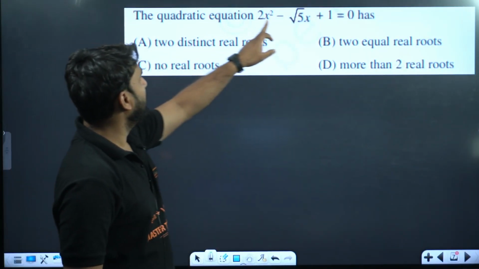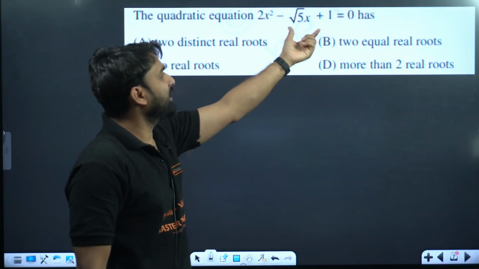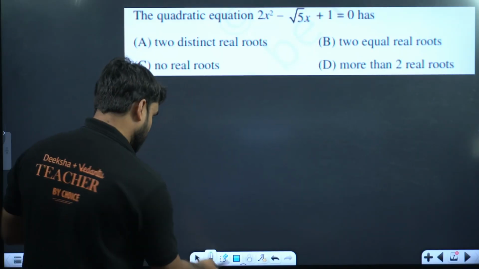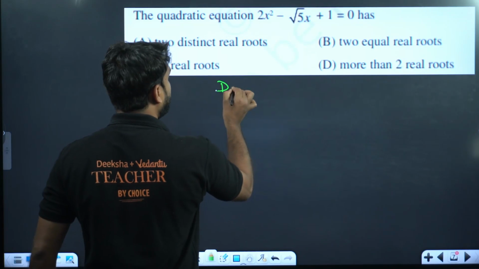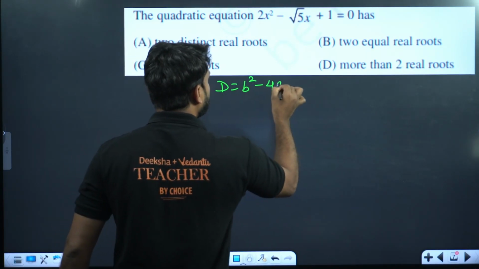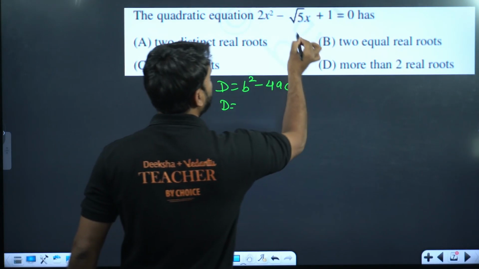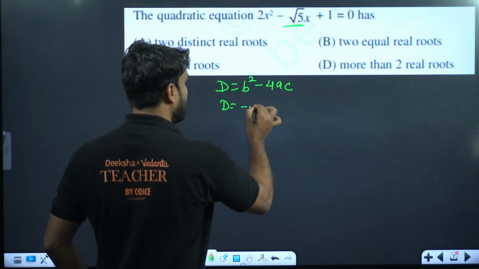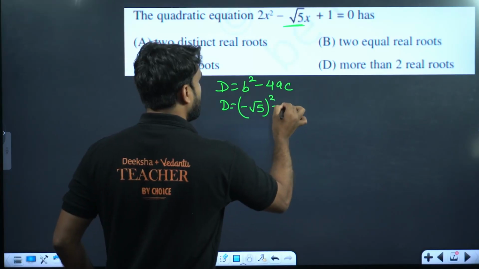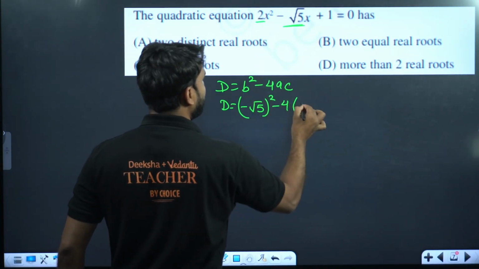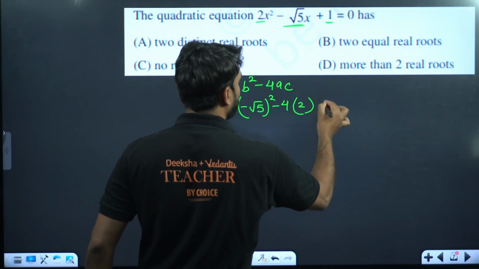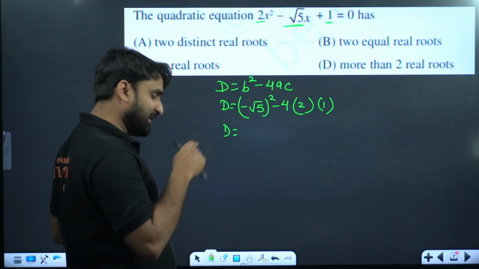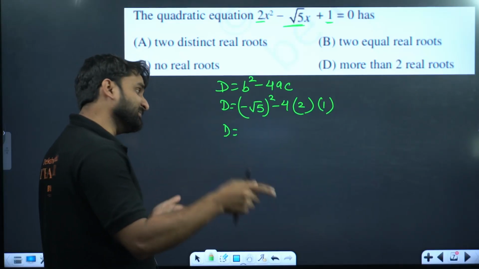So there is a quadratic equation given and you have to check the nature of roots. So what you have to calculate? D you have to calculate. So find out the value of D. D we have the formula b square minus 4ac. Where is b? The coefficient of x is called b. If the x is in negative, take it as it is. Take it in negative. So minus root 5 whole square minus 4. Where is a? Coefficient of x square is called a. Where is c? C is the pure constant, 1.